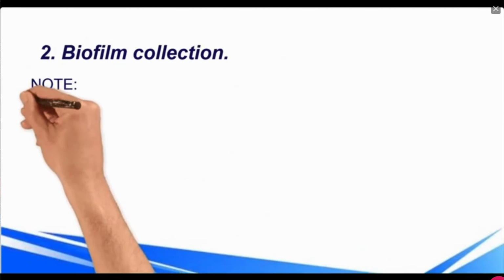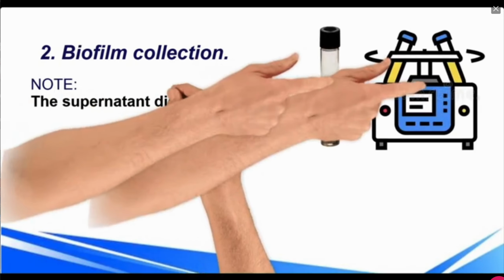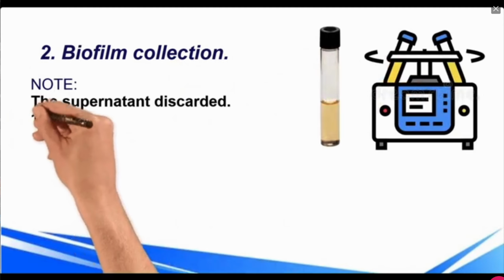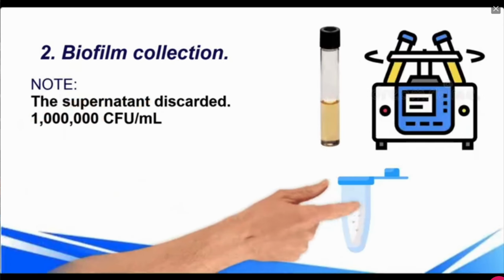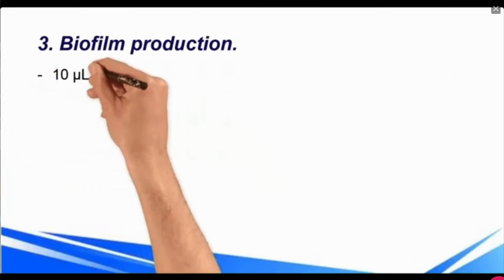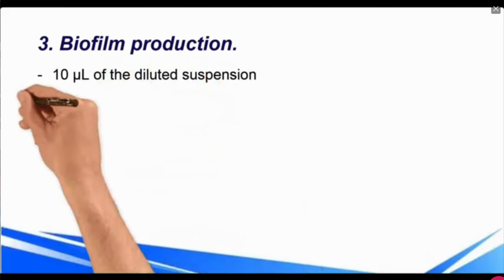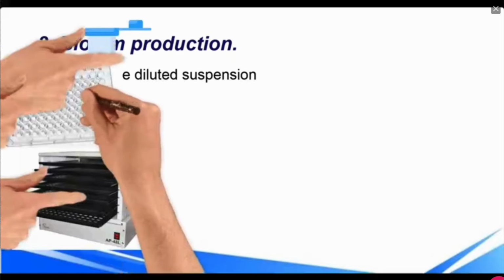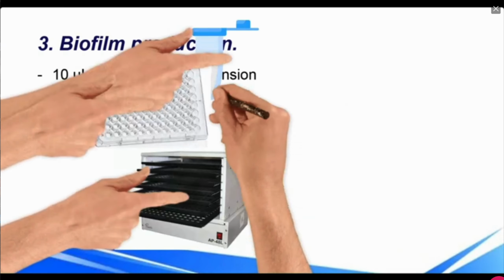Biofilm collection. The bacterial suspension will be centrifuged at 5000 g for 10 minutes, and the supernatant discarded. The cells will be washed twice with sterile TSB, and the bacterial density will be adjusted to 1 million colony-forming units per milliliter. Biofilm production: 10 microliters of the diluted suspension will be deposited in wells of a sterile microtiter plate and incubated at 37 degrees Celsius for 24 to 48 hours to promote biofilm formation.